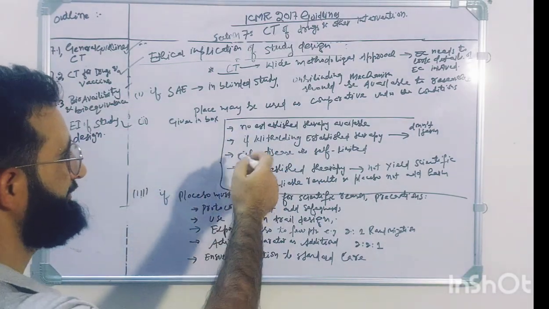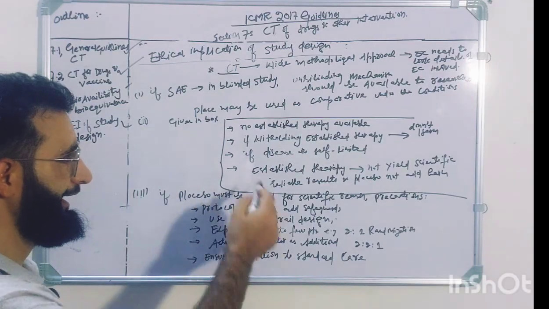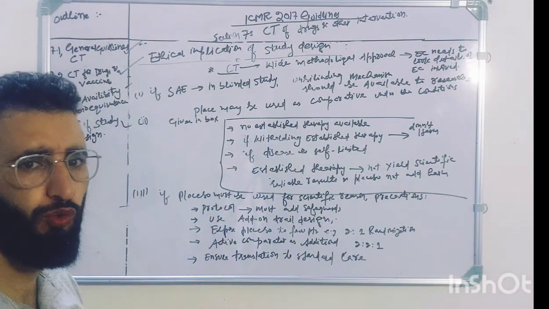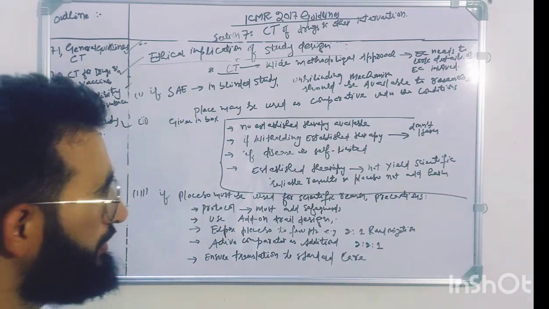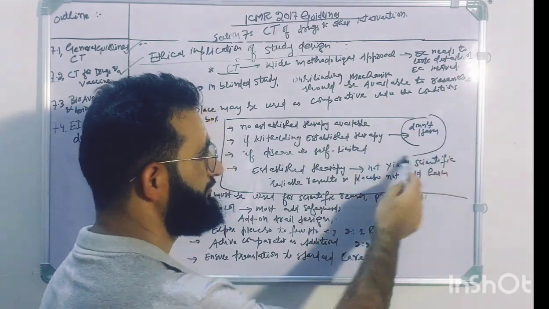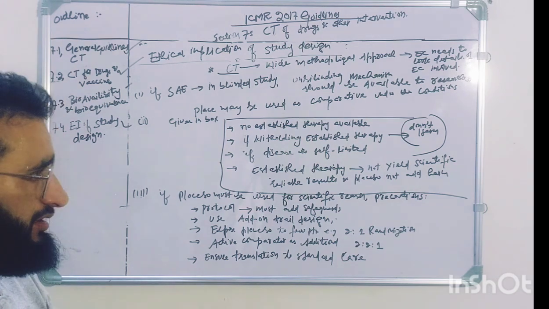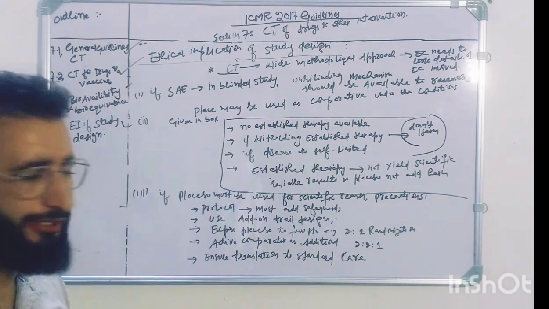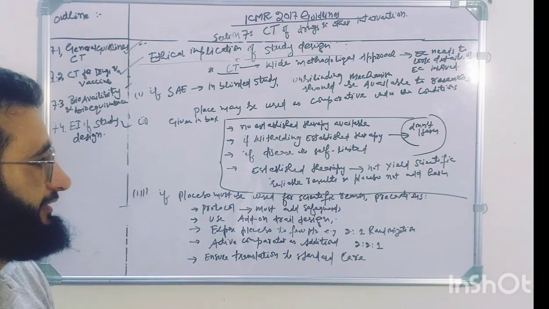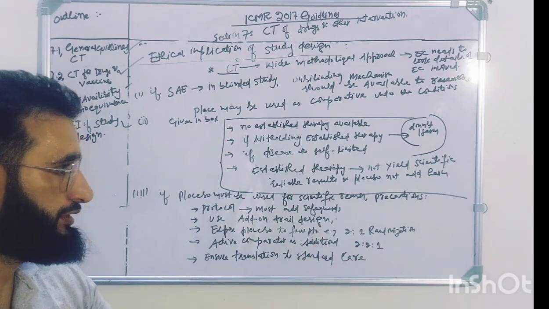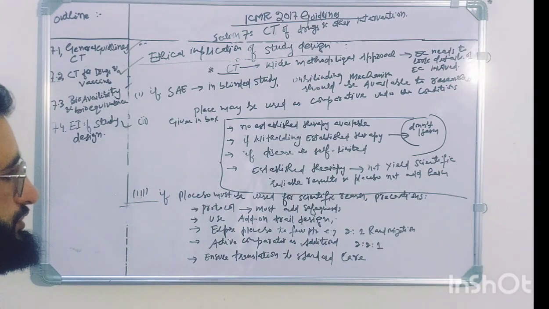The conditions they have mentioned are: whenever there is no established therapy available, we can use a placebo. Or if there is an established therapy but withholding it does not pose any serious harm to the participant. Or if the disease is self-limited. Or if the established therapy does not yield scientifically reliable results. And the placebo used does not add any harm.